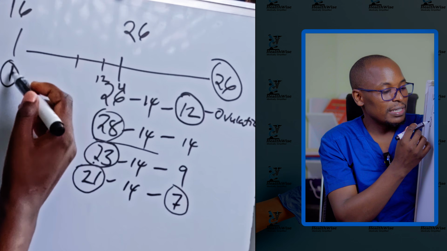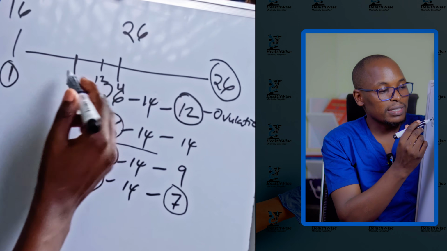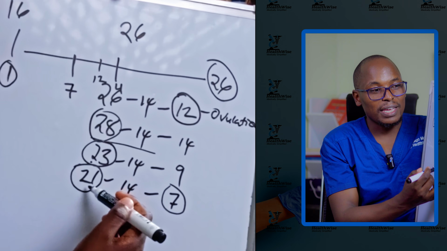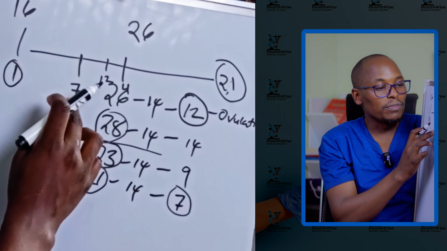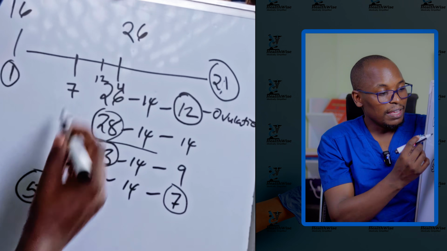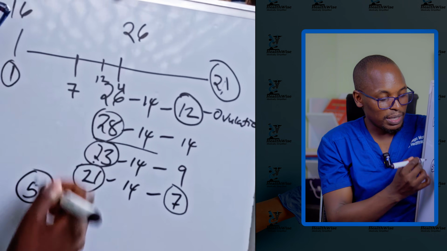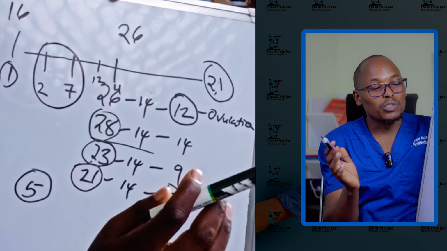You find that this is day 1 and this is day 7. Let's assume this is a 21-day cycle. So if this is when you're getting your ovulation, it means that, you see, sperms can live for even up to 5 days. If you minus 7 minus 5, this means anything happening around the spot here, you're going to become pregnant.